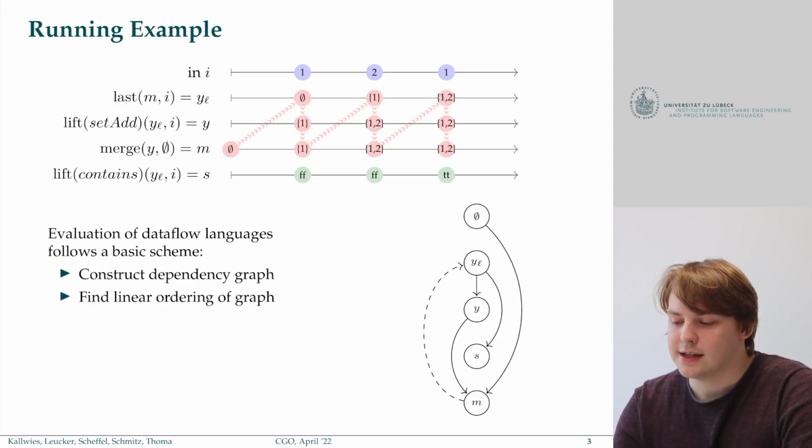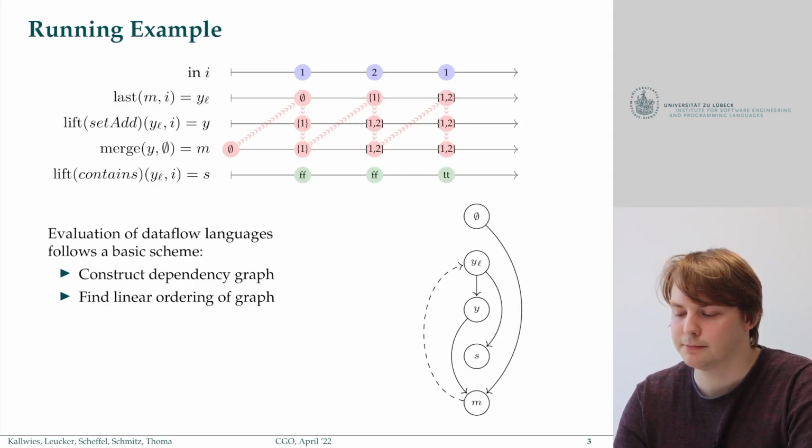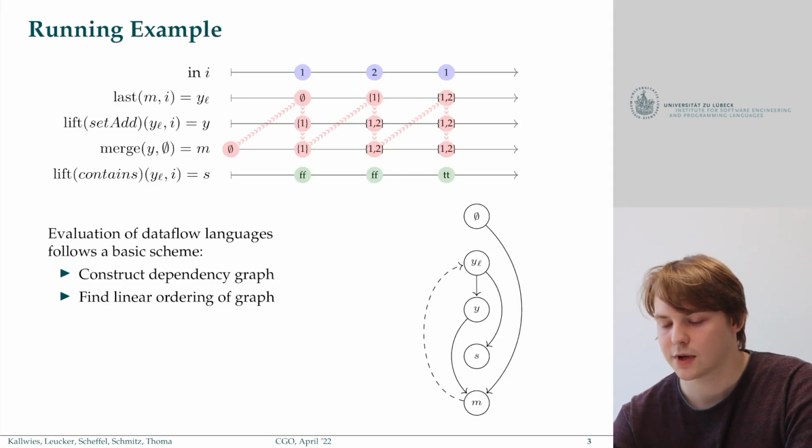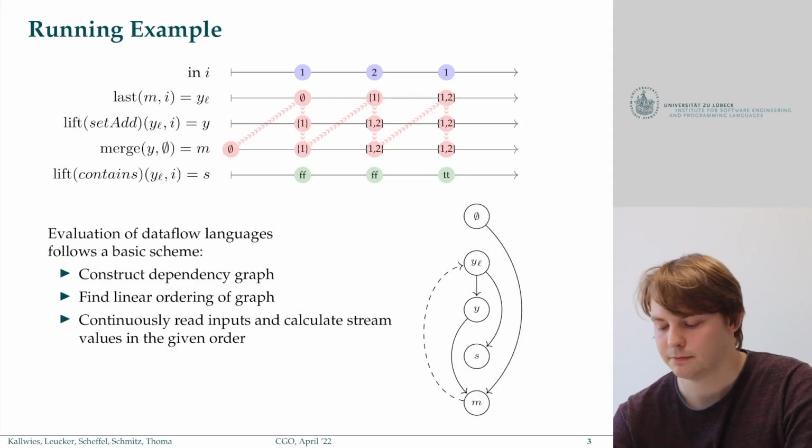What we do then is find a linear ordering of the graph such that we take care of all dependency edges. If you look at the right, the order from the top to the bottom is a valid translation order. We can choose that. Once we have this translation order, we just have to read the inputs and then in this order evaluate the streams.